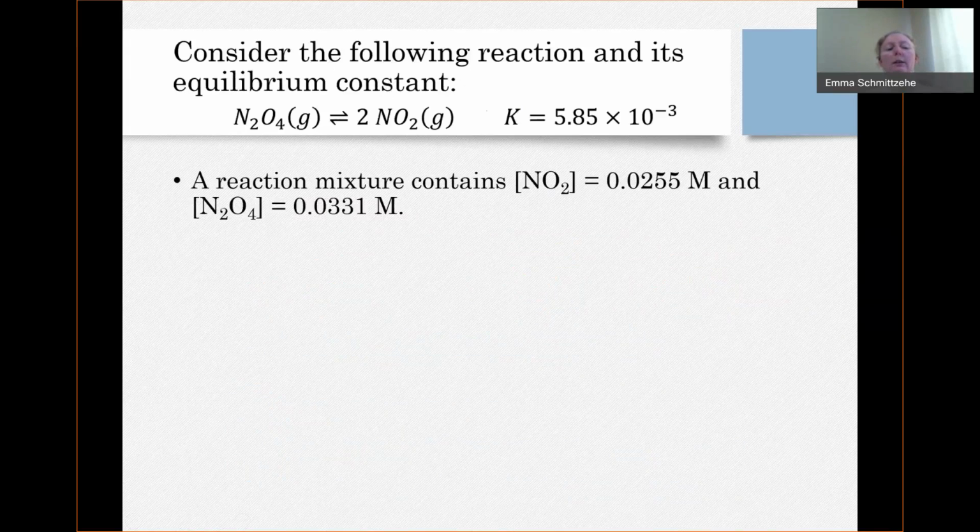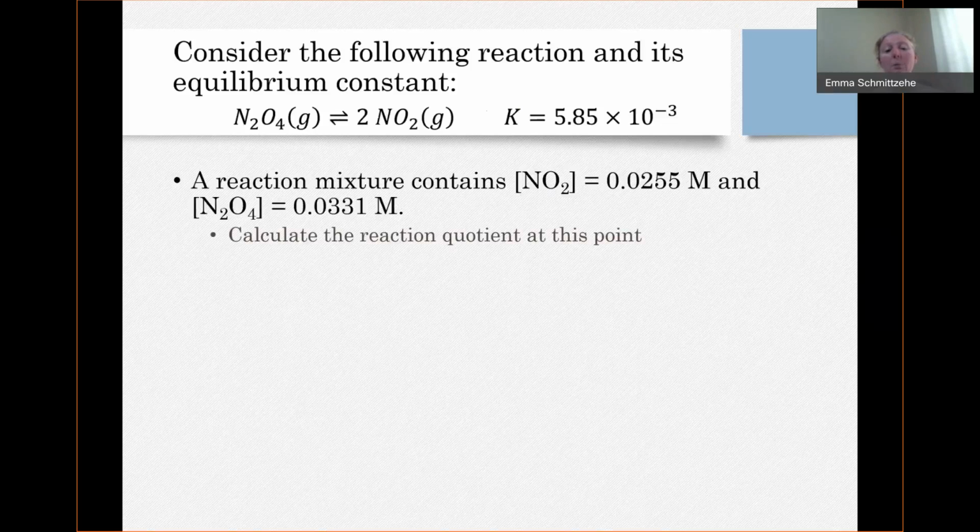So if we look at this reaction of N2O4 decomposing into NO2, the K value for this reaction, at some particular temperature, wasn't given here. It's not important at the moment. But the K value is 5.85 times 10 to the negative third. Then I say we have a reaction mixture that contains 0.0255 molar of NO2, and it contains 0.0331 molar of N2O4. And so from this info, I actually want you to first calculate the reaction quotient.